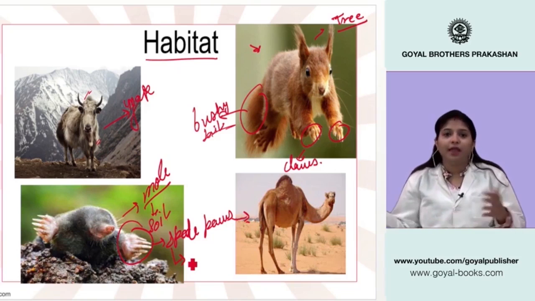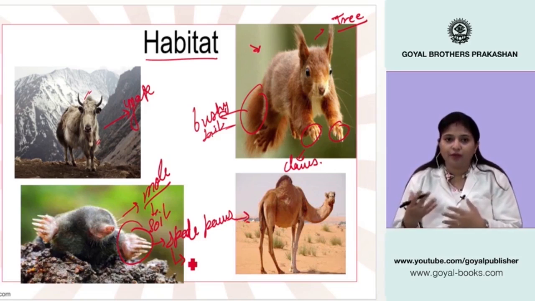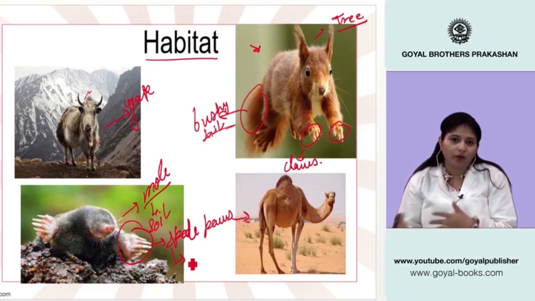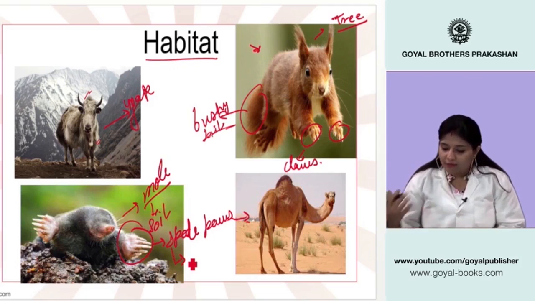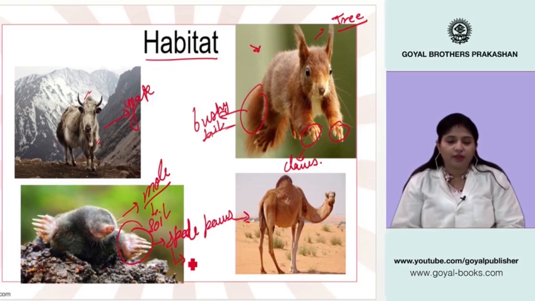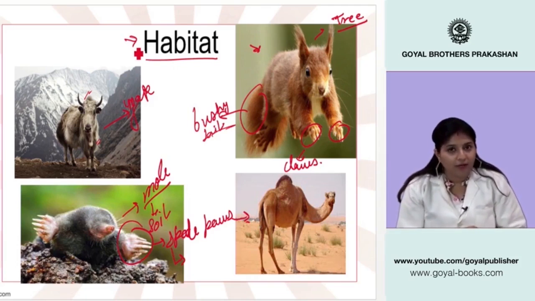Then you have your earthworms. Again, they live inside the ground and they basically wriggle around in the ground. So you see how different kinds of organisms have different kinds of features according to the habitat or the area they are living in.